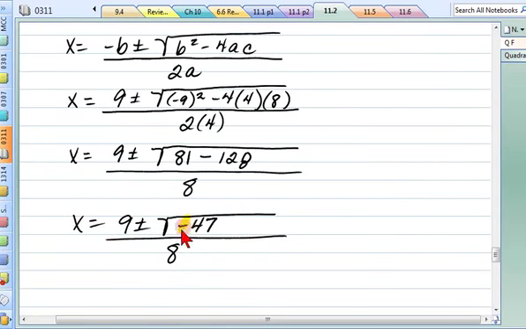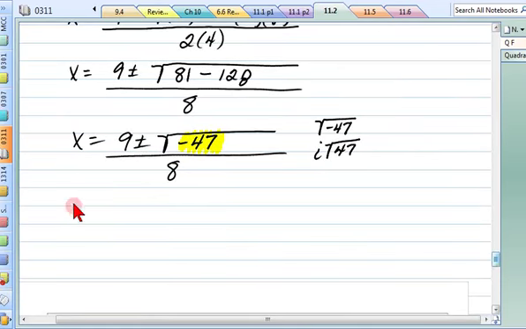Remember, the kind of number you have right here tells you the kind of answers you're going to have. If you have the square root of negative 47, now 47 is a prime number, so that's not going to simplify, but what about the negative piece of it? Doesn't it come out as an i times the square root of 47? I just can't do anything with the number 47. So that gives me x is equal to 9 plus or minus i times the square root of 47 all over 8.